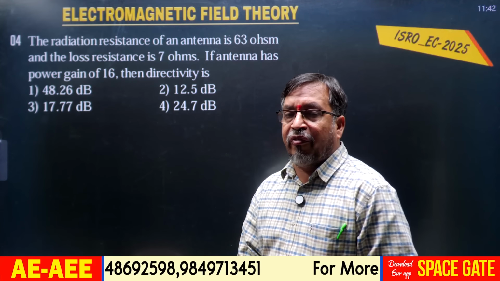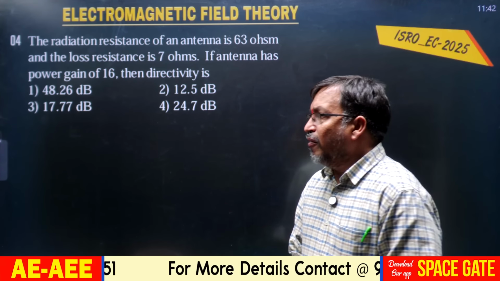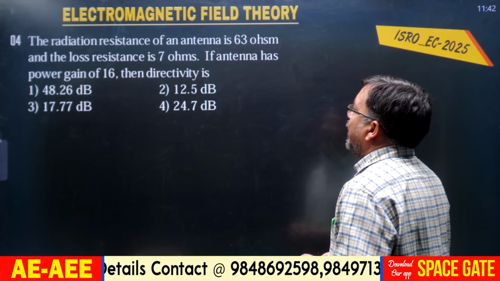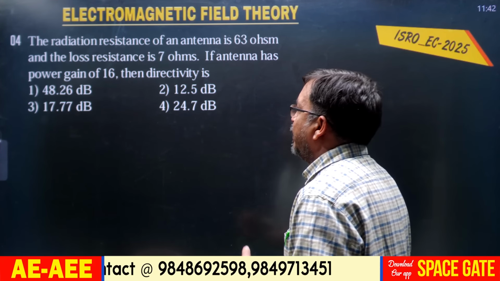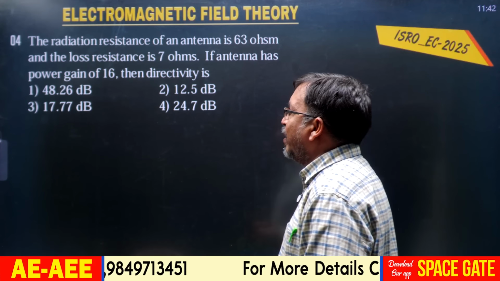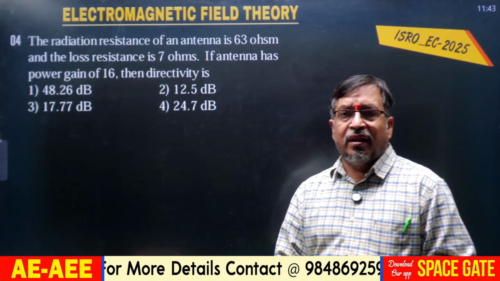This is question number 4, and this question is also related to antennas. First I am reading the question. The radiation resistance of an antenna is 63 ohms and the loss resistance is 7 ohms. If the antenna has a power gain of 16, then the directivity is.